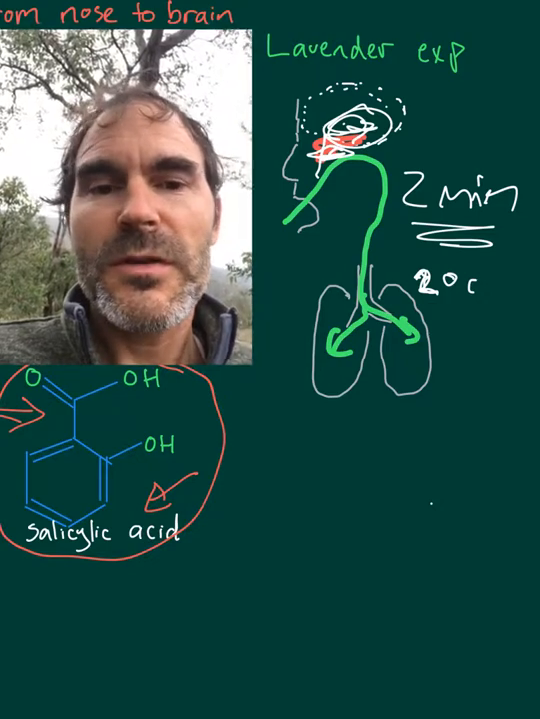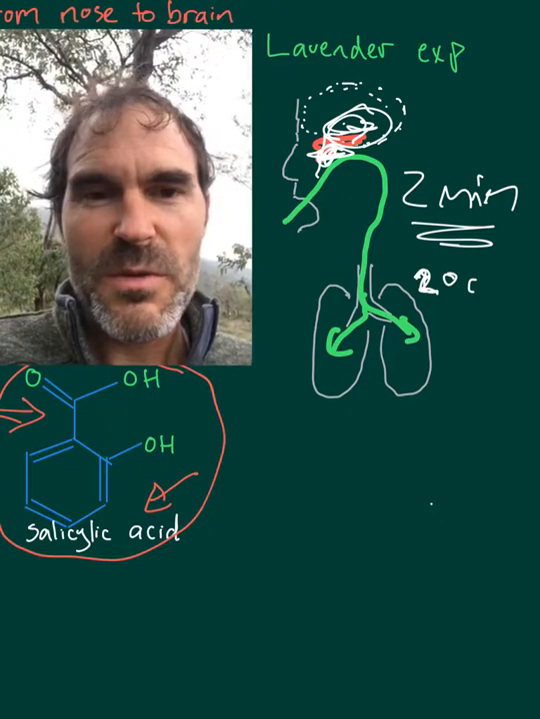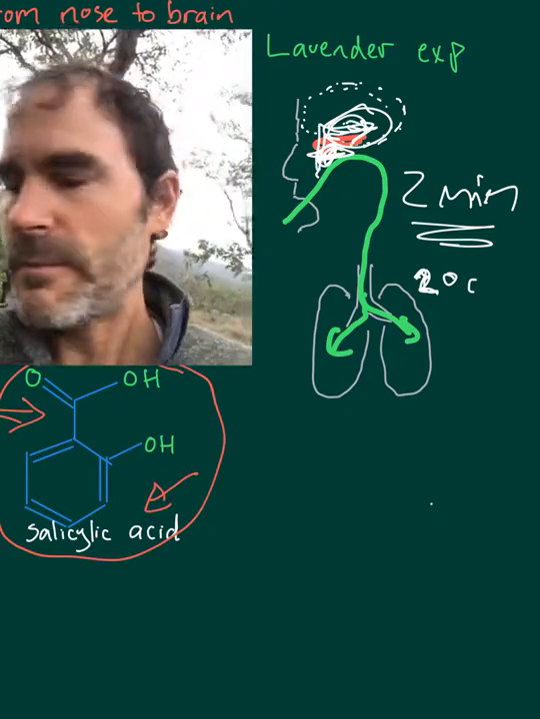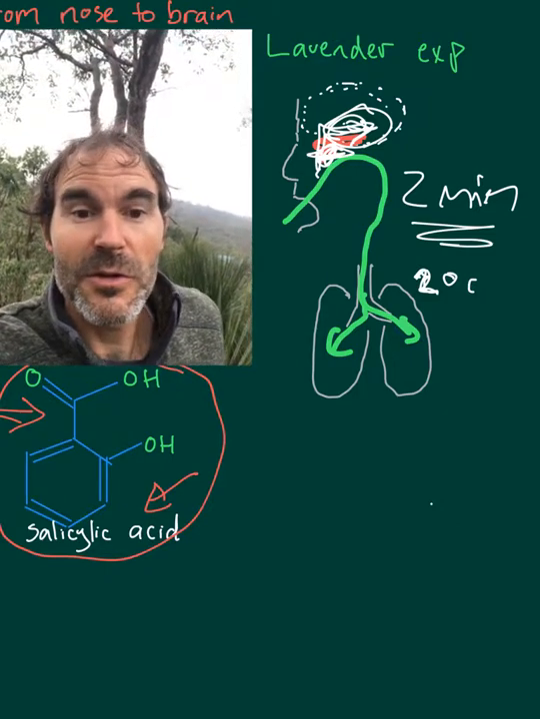So if we're diffusing essential oils, we're getting a small amount in the nasal cavity, and an even smaller amount will make it up through that olfactory nerve into the brain. So that's new knowledge for me.